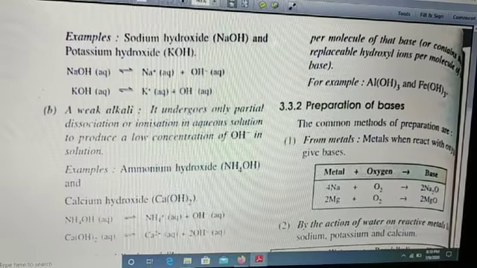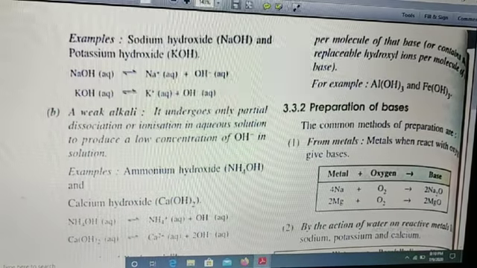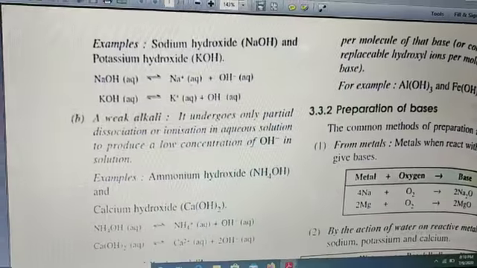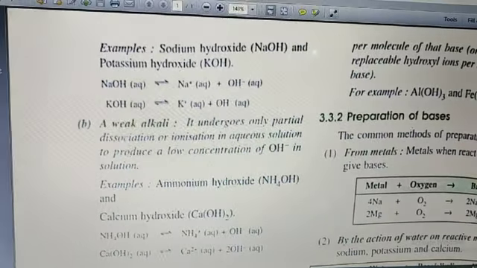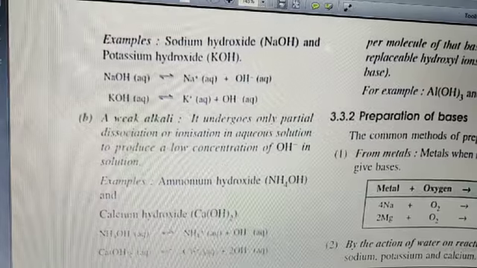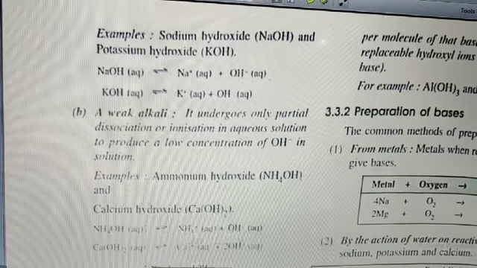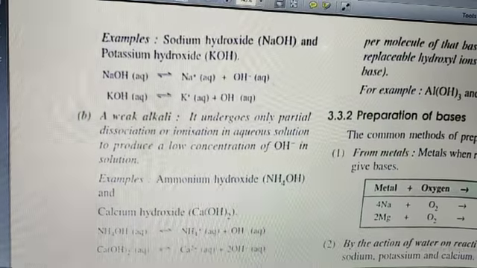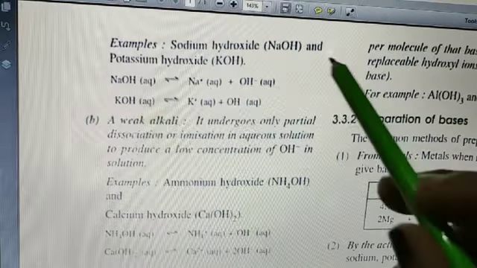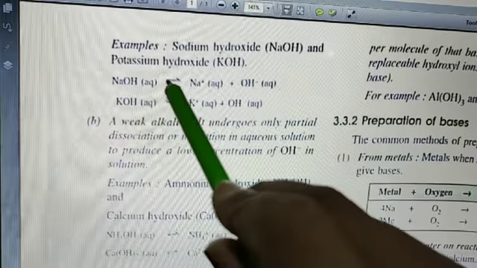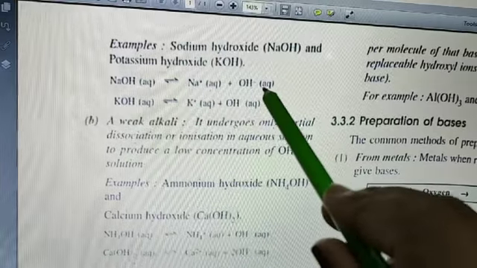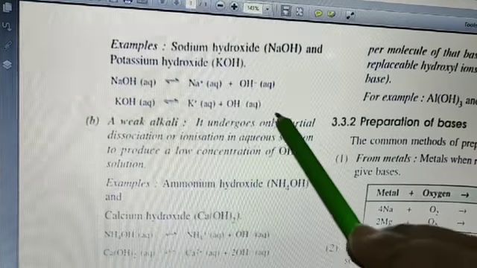After that we saw strong alkali and weak alkali. We came to know that an alkali which can completely dissociate, or undergo a high degree of ionization, is called a strong alkali. Examples are sodium hydroxide and potassium hydroxide. When you dissolve them in water, they undergo complete ionization to give you positive and negative ions. Same with potassium hydroxide as well.